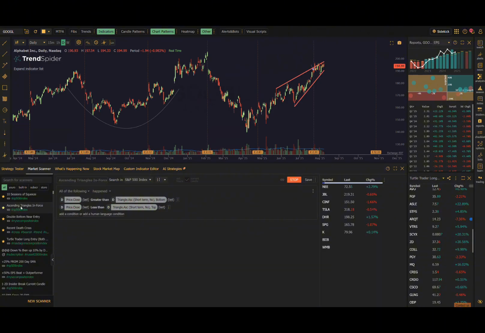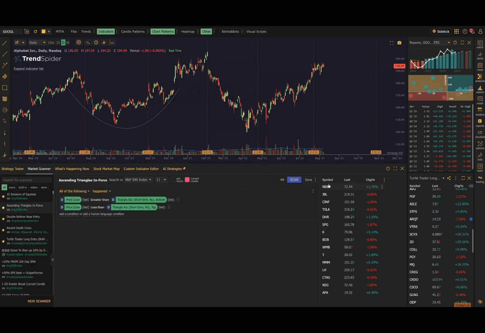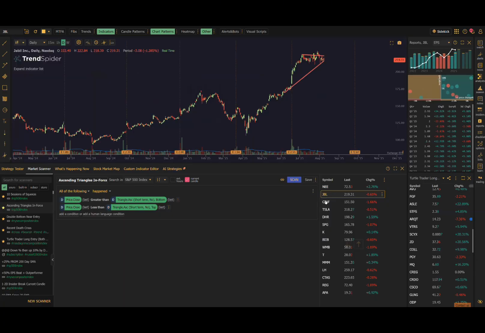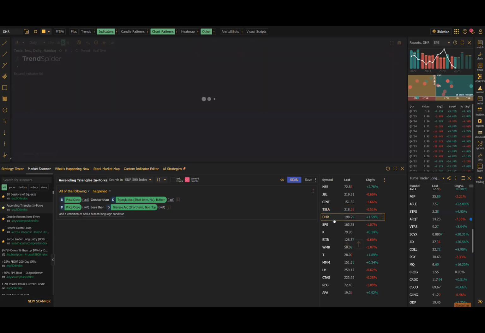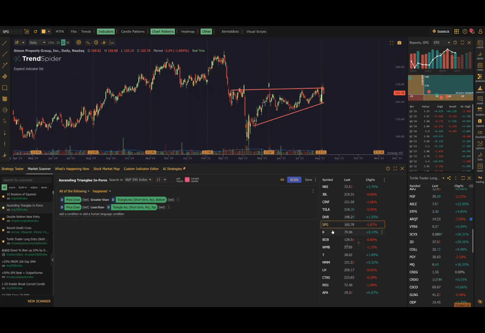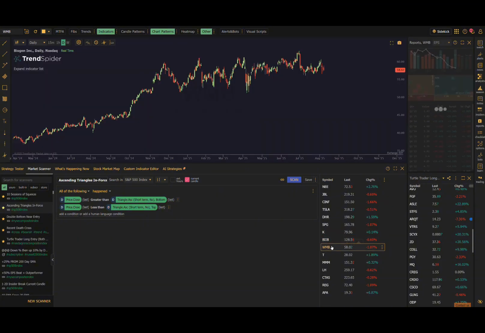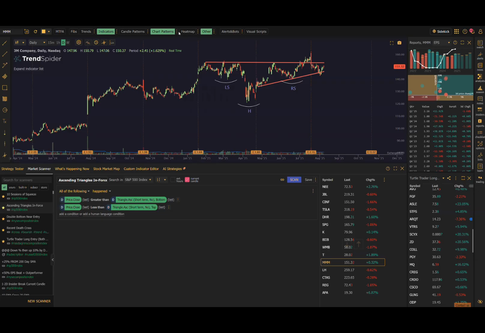So if I open up our ascending triangles and force scanner, and then I just toggle on ascending triangles down here, once we click on these, it's only going to show stocks that are showing an ascending triangle. And this is something that I don't believe that TradingView gives you the ability to do. And so if you're someone that likes to trade chart patterns, it makes it incredibly easy to find stocks that are printing any of these patterns.